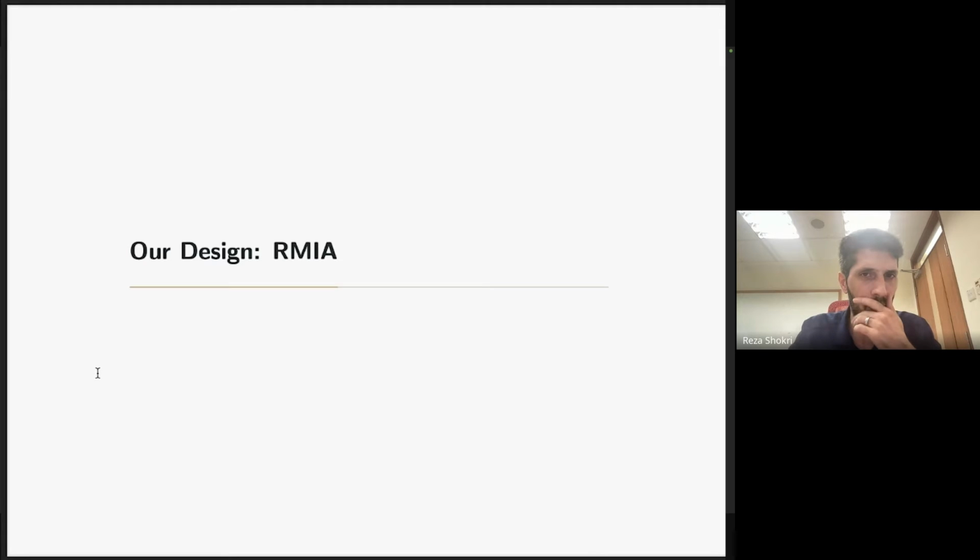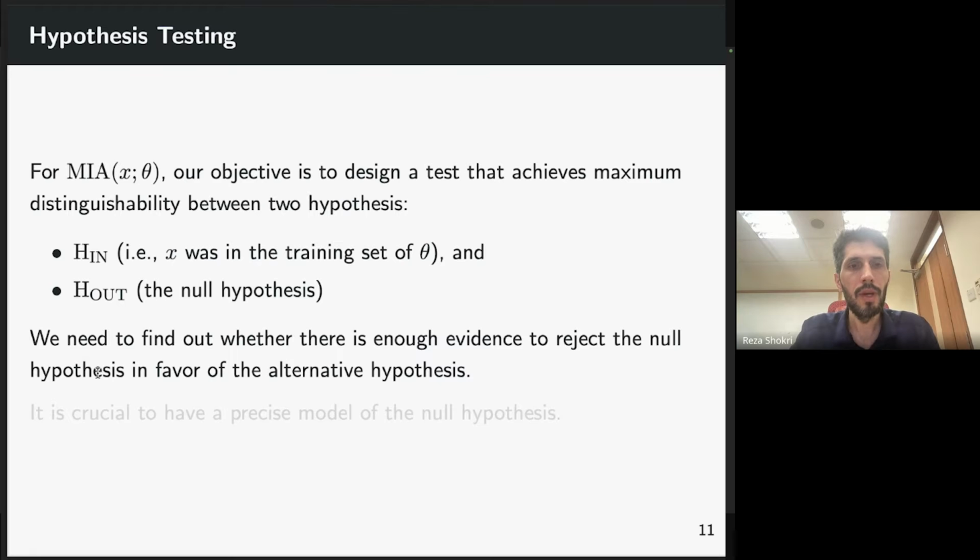What I'm going to talk about is an attack that we just constructed. We call it ARMIA. R stands for robust, and it becomes more clear why we call it a robust test. So what do we want to do? We want to design a hypothesis test. We want to distinguish between the cases where X was actually part of the training set of theta and the null hypothesis.